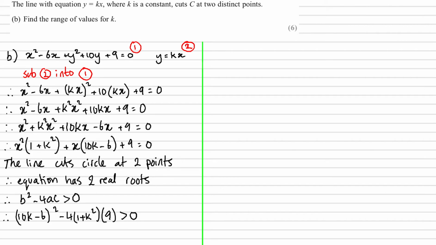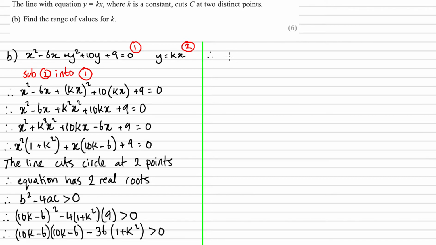I think I should be okay squeezing this next part down here. I'm just going to expand this bracket, nice and slowly in steps: 10k minus 6, 10k minus 6. And I really recommend you do this when you're working under pressure, especially in an exam, not to skip too many steps. Then I'm going to do 9 times the minus 4. So we have minus 36, 1 plus k squared, is greater than 0. Now I'm going to start up here again.